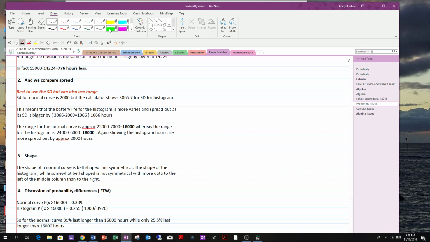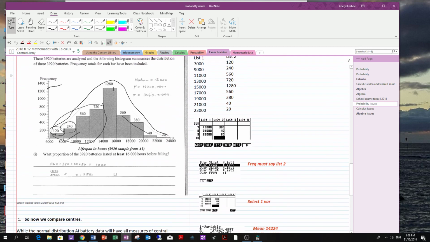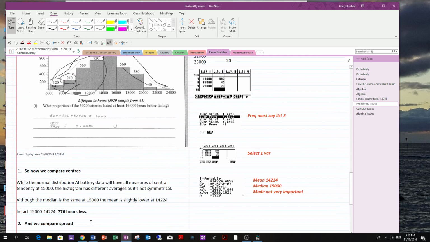So that's 3 points. Now, for this particular school exam, we needed 4 points. So the 4th point would be a straight comparison of the probability. What's the probability that x is greater than 16,000? 0.309. You just do it normally by putting in the standard deviation and the mean. For the histogram, I actually had to count. Bigger than 16,000, there's 560, 380, 40, and 20. I counted those up, divided by how many there were in total, and I got 0.255. So for the normal curve, 31% lasts longer than 16,000 hours, while 25.5% lasts longer than 16,000 hours for the histogram. An excellent 4 points.